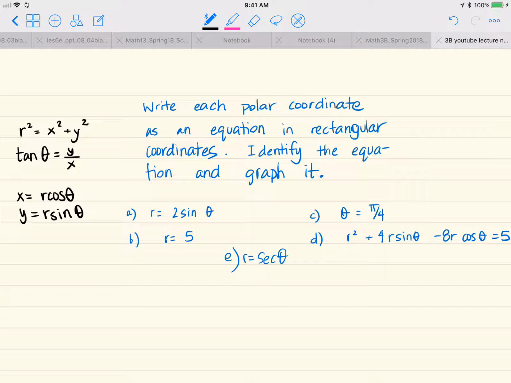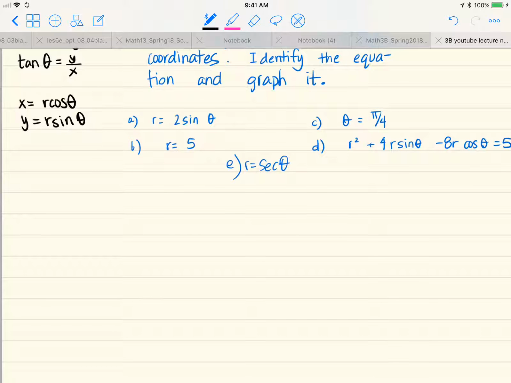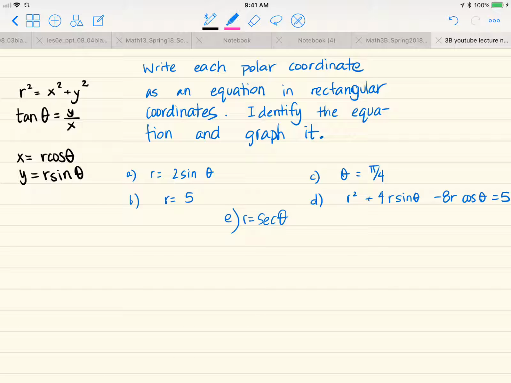Let's start with the first example, r equals 2 sine theta. Okay, now here's what I'm going to do. And always I'm going to use these relationships between r, theta, x, and y. So everything that I do is going to somehow connect back to one of these four equations.